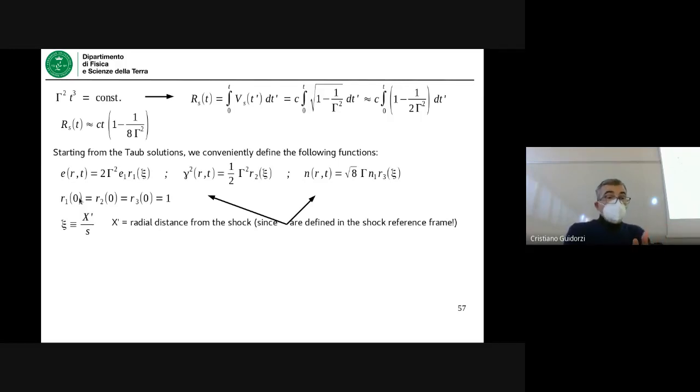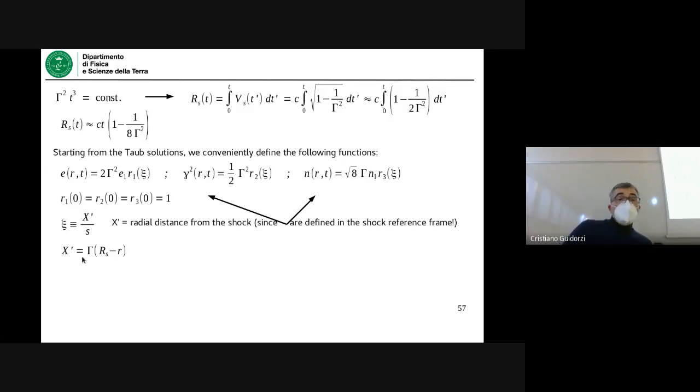When x prime is r of the shock, it means that you are considering the point of the explosion. Now you see x prime is the distance from the shock of a generic point in the comoving frame of the shock. So whenever you have a frame which is moving with respect to the lab frame, in the case of relativity, you have to pay the bill of some Lorentz factors.